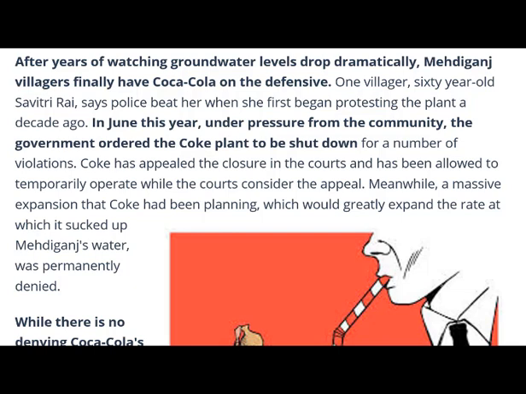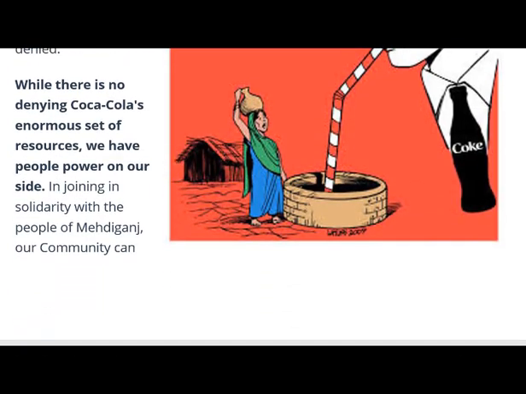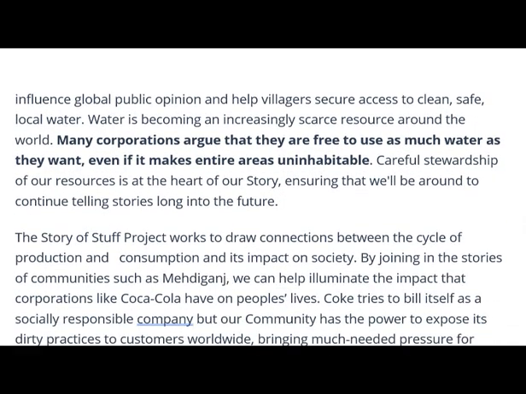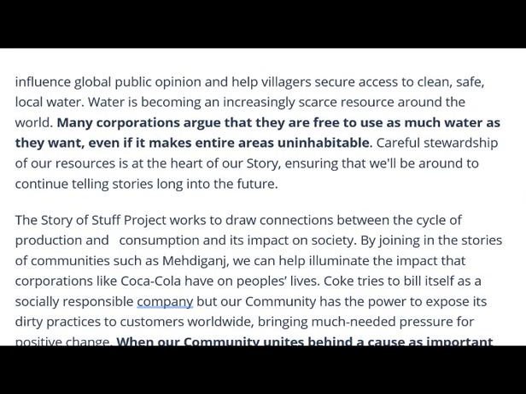Meanwhile, a massive expansion that Coke had been planning, which would greatly expand the rate at which it sucked up Medihganj's water, was permanently denied. While there is no denying Coca-Cola's enormous set of resources, we have people power on our side. In joining in solidarity with the people of Medihganj, our community can influence global public opinion and help villagers secure access to clean, safe local water.